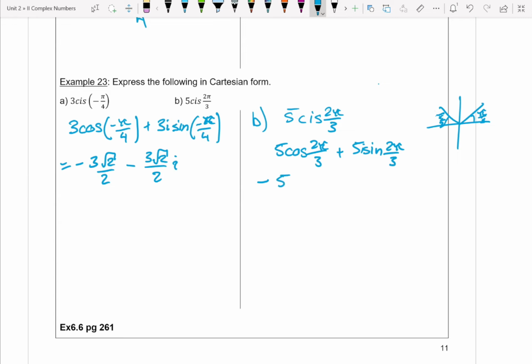So cosine of pi on 3 is going to give us 1 over root 3, so 5 on root 3. And then this is going to be 5 root 3 on 2. Sorry, that should be 5 times 2 on root 3. So this is going to give us negative 10 root 3 on 3 plus 5 root 3 on 2 i.